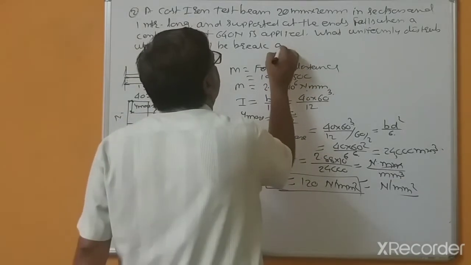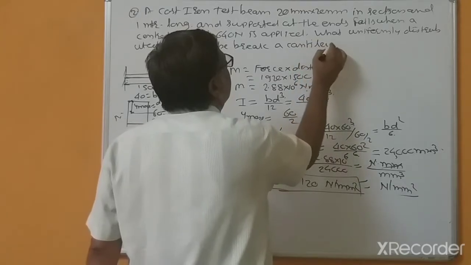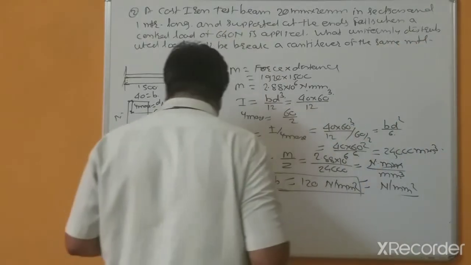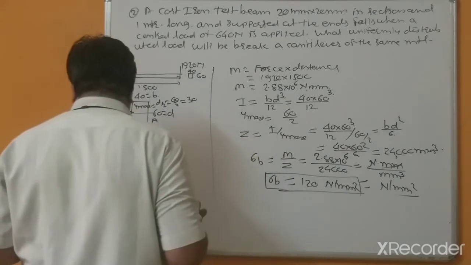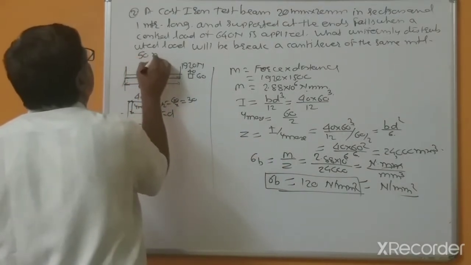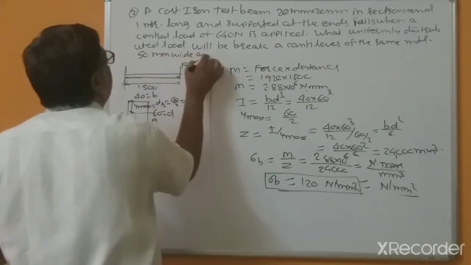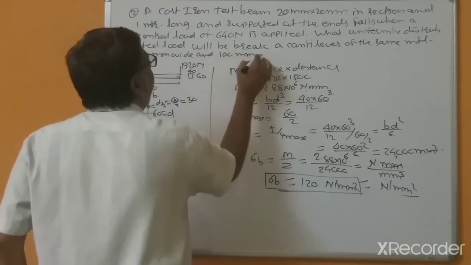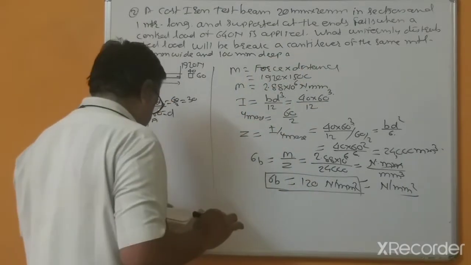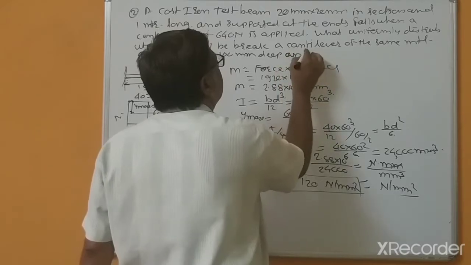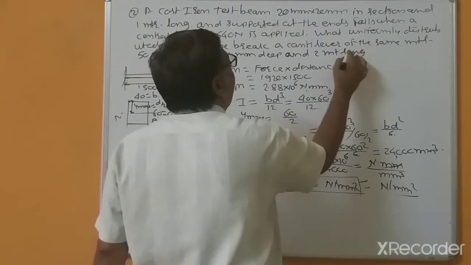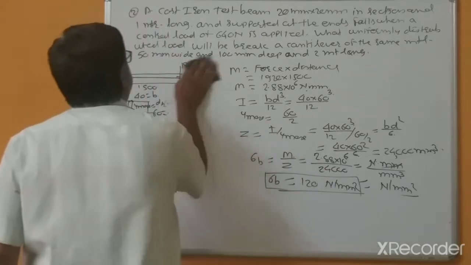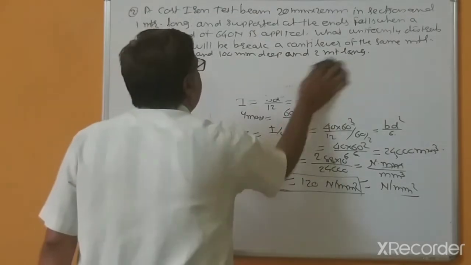A cantilever of the same material, 50 mm wide and 100 mm deep and 2 meter long. So in this case, this is a cantilever.